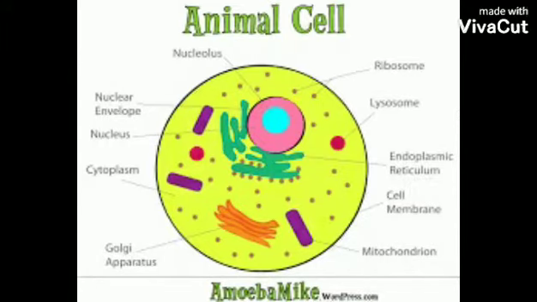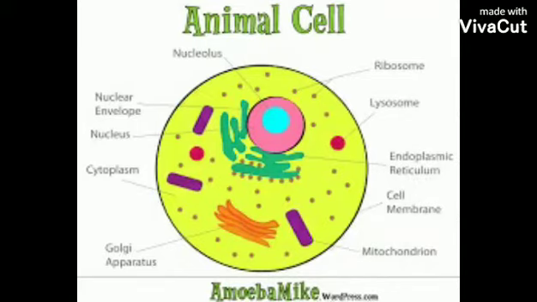Cell membrane. Cell membrane regulates the transport of material entering and exiting the cell. Mitochondria. Mitochondria are membrane-bound cell organelles that generate the most chemical energy needed to power the cell's biochemical reactions.